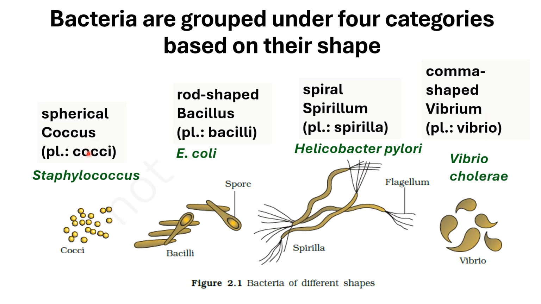An example of coccus type of bacteria is Staphylococcus, bacillus is E. coli, spiral bacteria is Helicobacter pylori, and vibrio is Vibrio cholerae, that causes cholera. Okay.